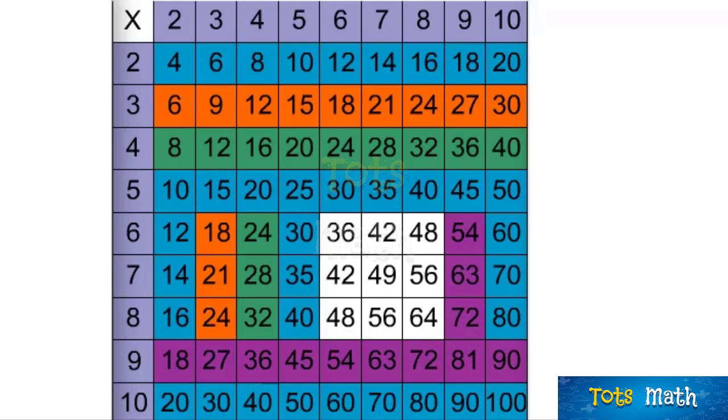And there are actually turnaround facts in this group as well. 6 times 7 is 42, so 7 times 6 must also be 42. 6 times 8 is 48, so 8 times 6 is also 48. And 7 times 8 is 56, so 8 times 7 is also 56. And that leaves us with only 3 square numbers to learn. 6 times 6 is 36, 7 times 7 is 49, and 8 times 8 is 64.